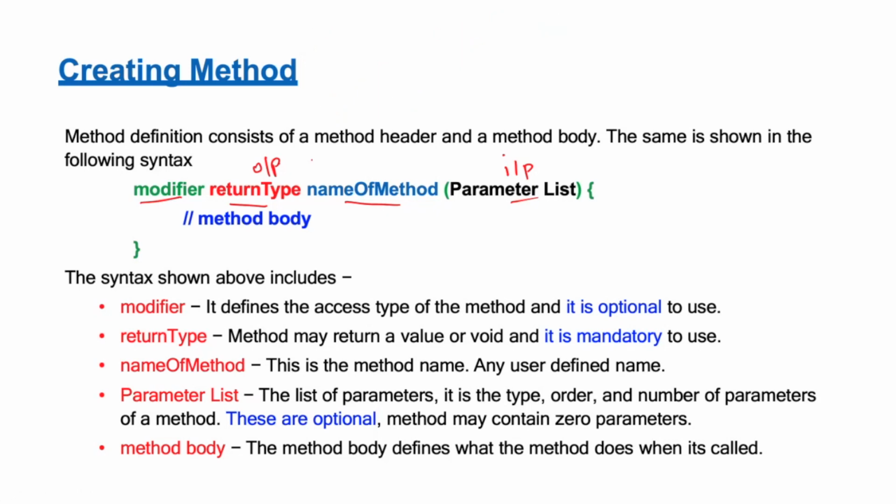Okay, next is the return type. As I told you already, let us assume that there is a function A and there is a function B.